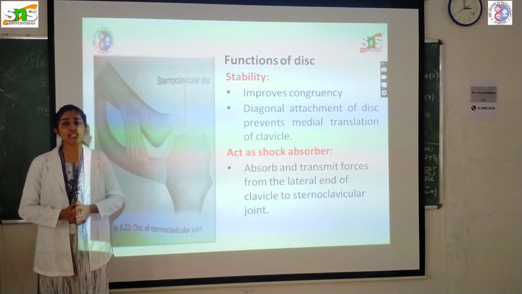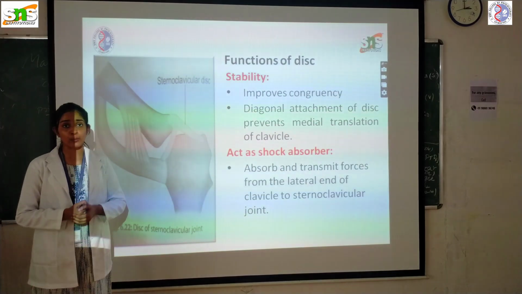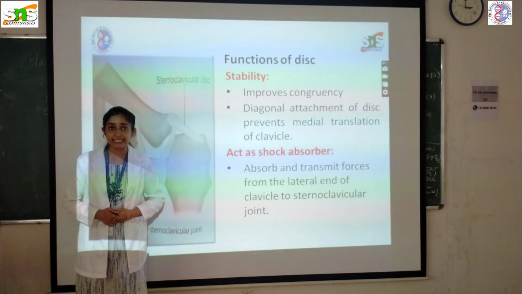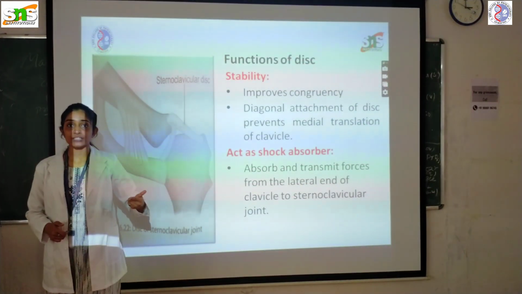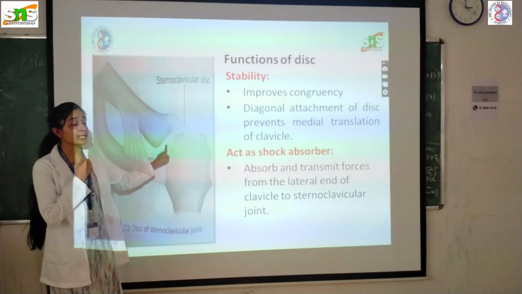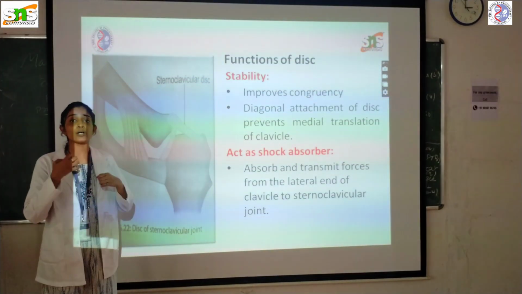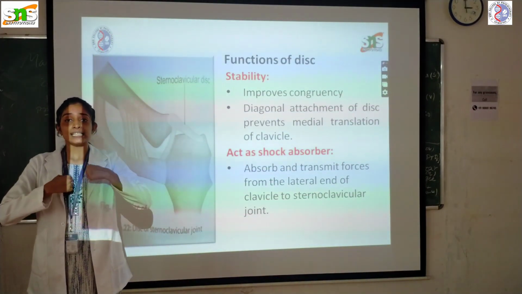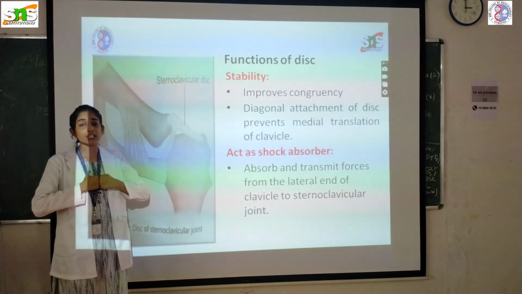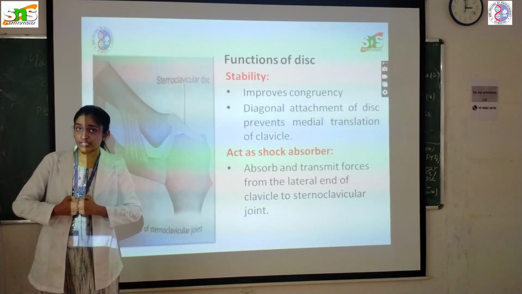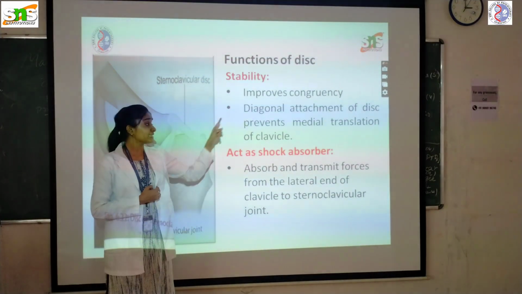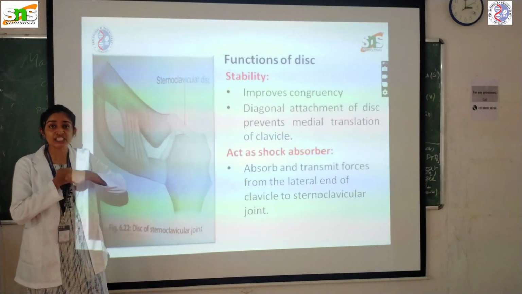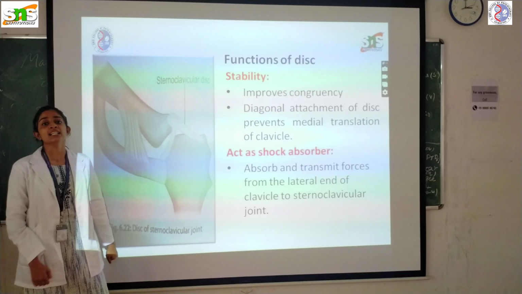The basic function of your sternoclavicular disc is to provide stability. How does it provide stability? By improving the congruency of the joint. The disc enhances the congruency. So what happens when the congruency of the joint is increased? The translatory force acting over the joint will be restricted. This type of diagonal attachment will help to prevent the medial translation of your clavicle.